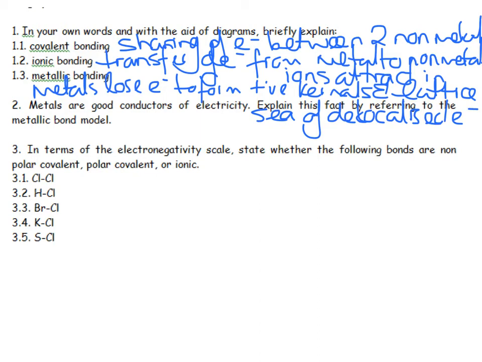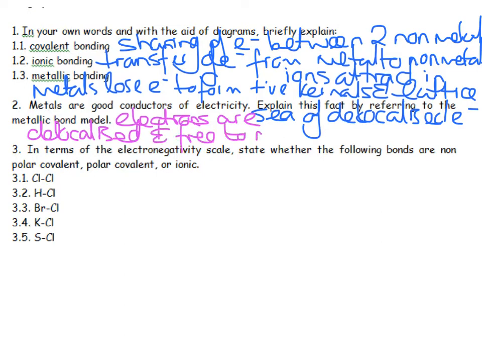Metals are good conductors of electricity. Explain this fact referring to the metallic bond. You need to say that the electrons are delocalized and free to move if there is a potential difference.